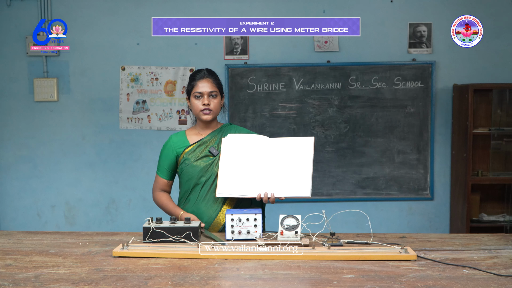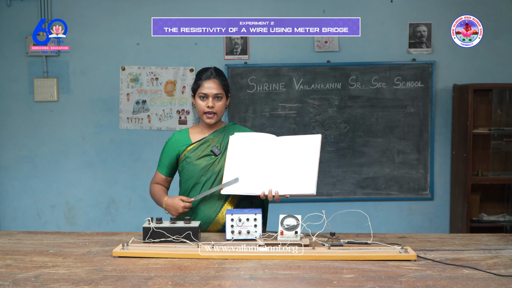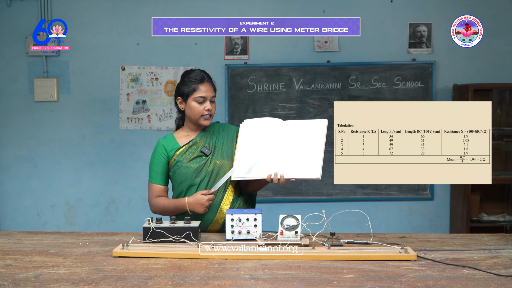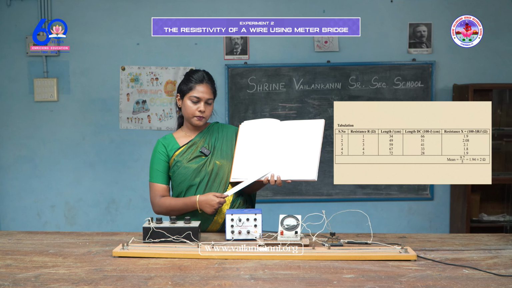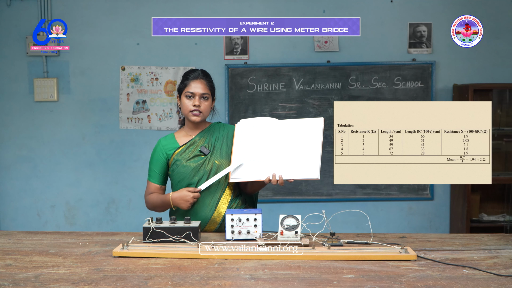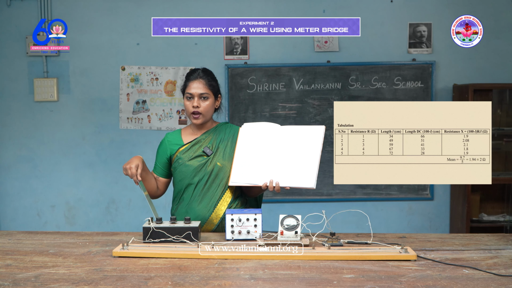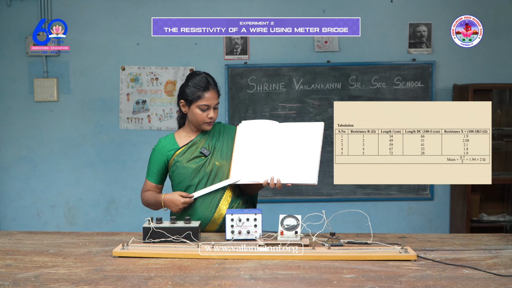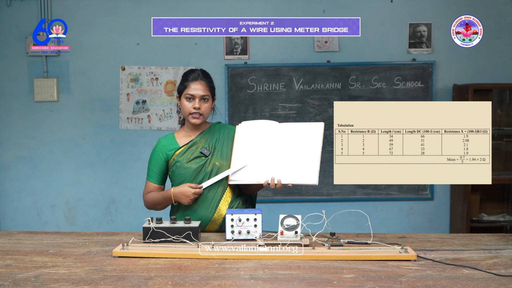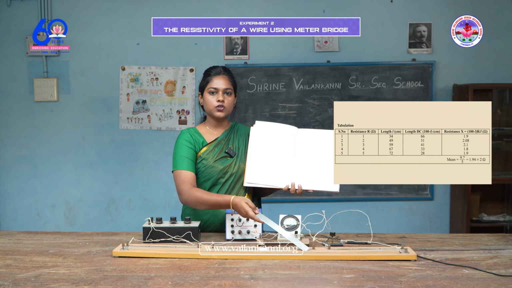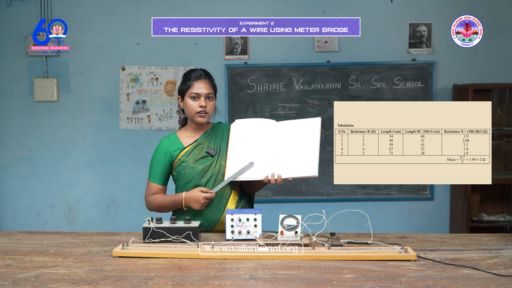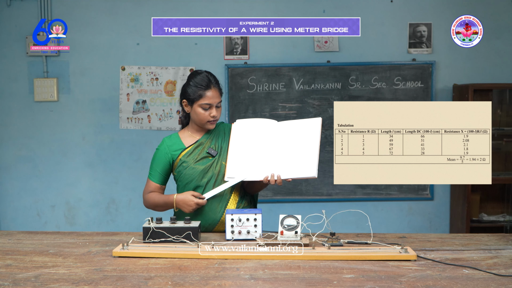We have seen how to take the reading. Now we are going to see the tabulation. In the tabulation we have resistance, length L, length 100 minus L, resistance X, and mean. First is the resistance, the ohm value that we have taken, like 1, 2, 3, 4, 5, which we keep on changing, and that is entered here. Then we have the length L in centimeters, the position showing null deflection in the meter bridge. Then we have the length 100 minus L, the length subtracted from 100, calculated here.